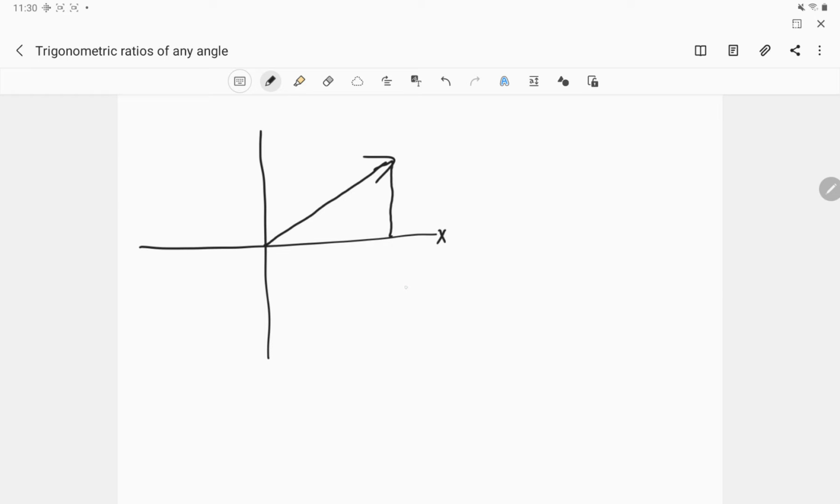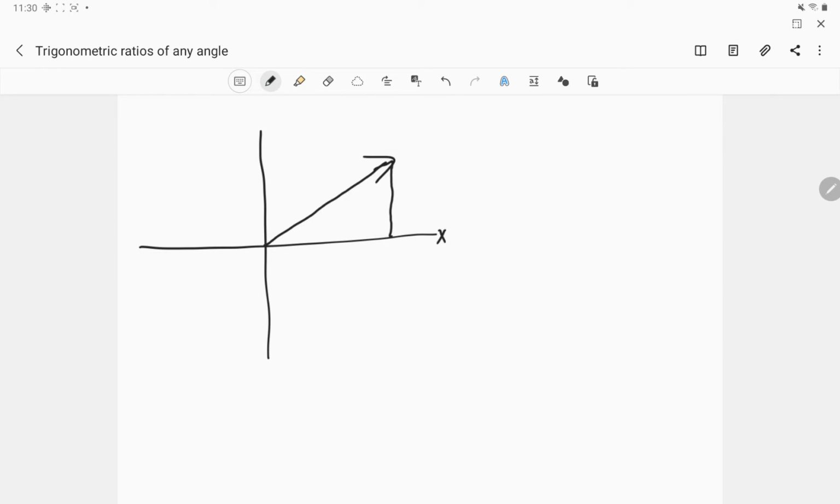Always, always, always. I don't care what quadrant it's in, you never have a terminal arm and make your triangle over to the y-axis. That is a big no. Don't do that. You always draw it to your x-axis. Okay, that's very, very important.